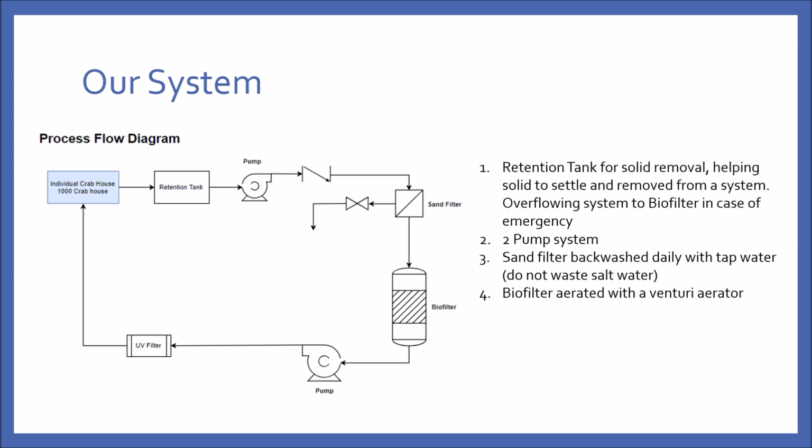The first part of the system consists of what we call solid control, where the crab house and the retention tank serve to remove any settable solids, whereas the sand filter acts as a method to remove any suspended solids. As we mentioned earlier on, due to the huge pressure loss across the sand filter, you would require a pump to do so.